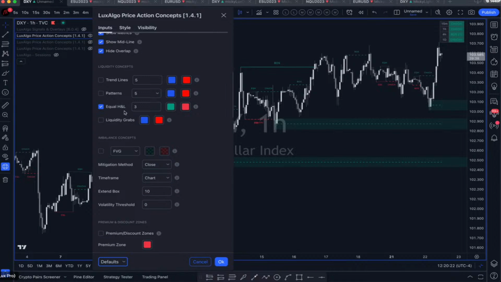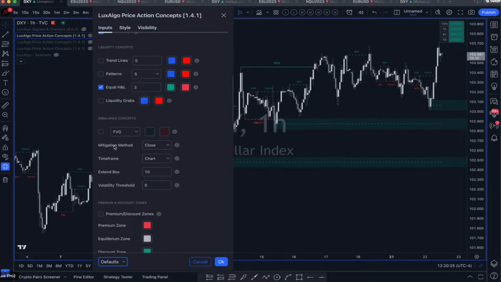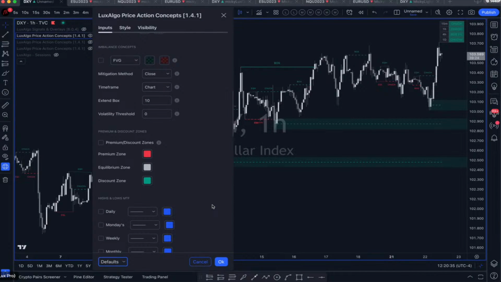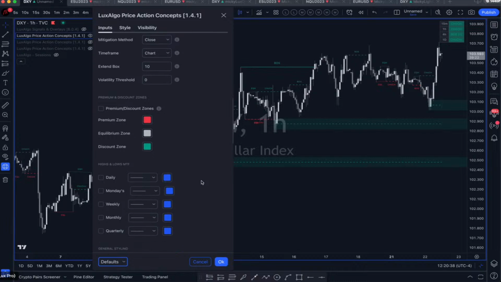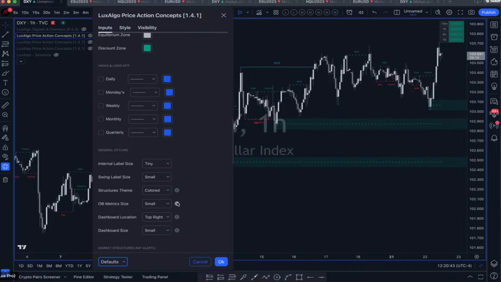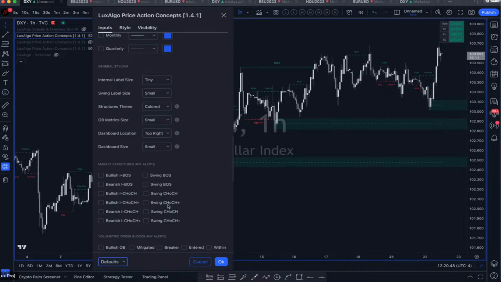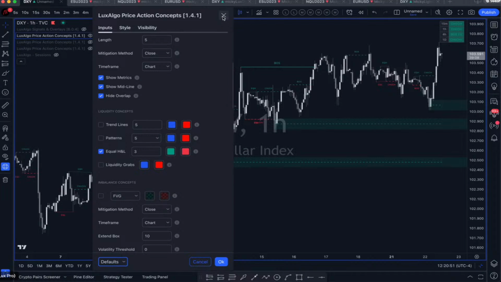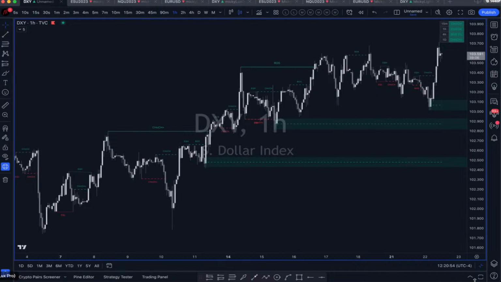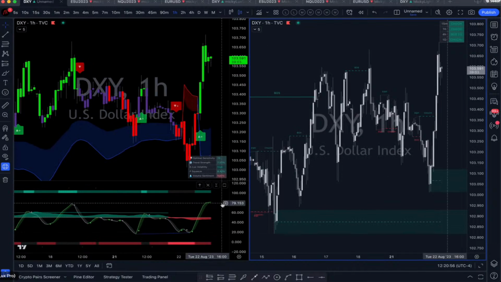Equal highs and lows are turned on as in default. Fair value gaps, the imbalance concepts features, are turned off by default. Premium discount zones are turned off, and the daily highs and lows of the multi-time frames are also turned off. Down below we have the dashboard settings and the alerts. Any questions on either of these two charts to begin with before we get started making these templates a little bit prettier?